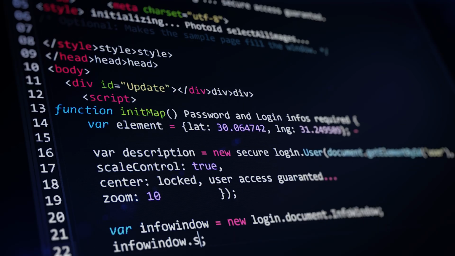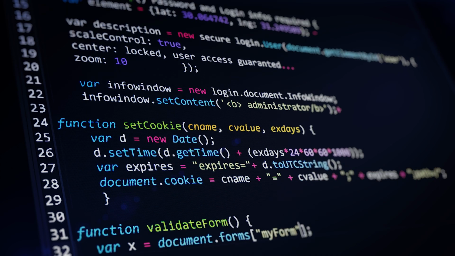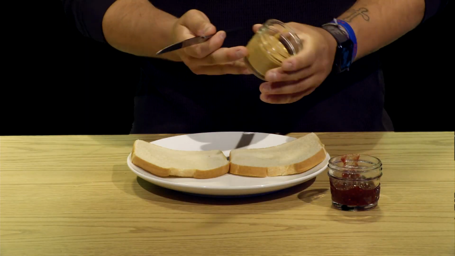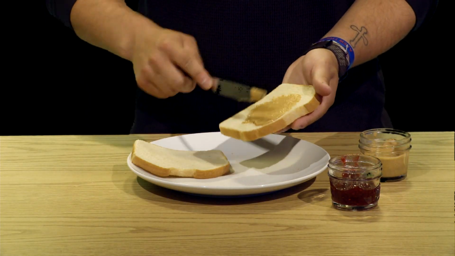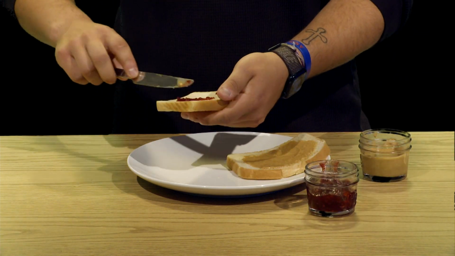Sequencing means putting those commands in the right order. In coding, the order of steps is super important. Imagine trying to put the bread slices together before spreading the peanut butter and jelly. Yeah, that wouldn't work. So first we spread the peanut butter, and then we spread the jelly, and finally we put the slices together. That's sequencing in action.